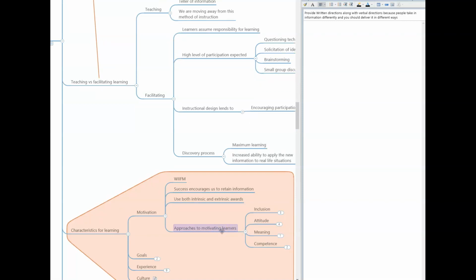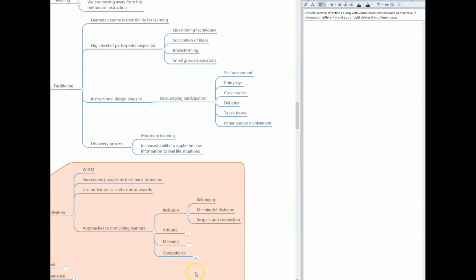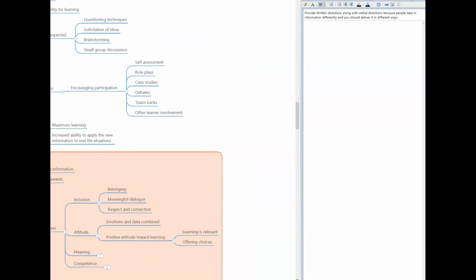There are 4 of them: inclusion, attitude, meaning, and competence. Let's start with inclusion. The sense of belonging, encouraging meaningful dialogue, and offering respect and connection. The second is attitude, emotions and data combined, and a positive attitude toward learning.